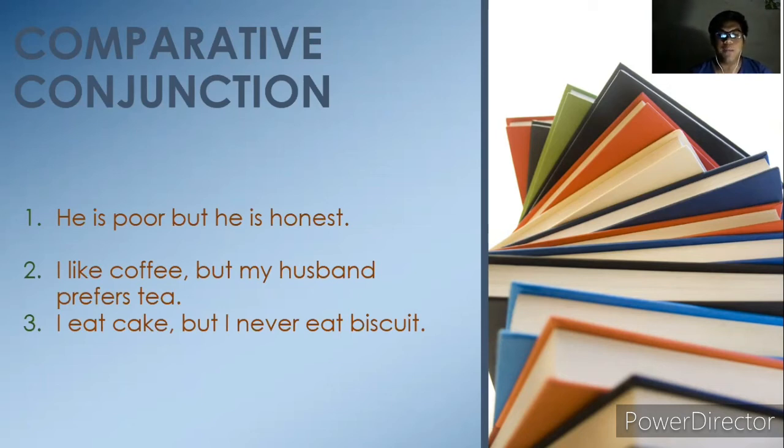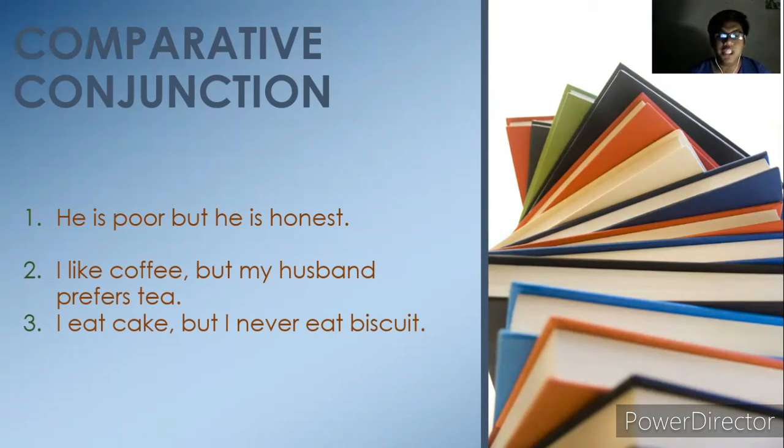Let's go to the second sentence. I like coffee, but my husband prefers tea. The comparative conjunction used here is the word but. It shows comparison between coffee and tea. The third sentence, I eat cake, but I never eat biscuit.